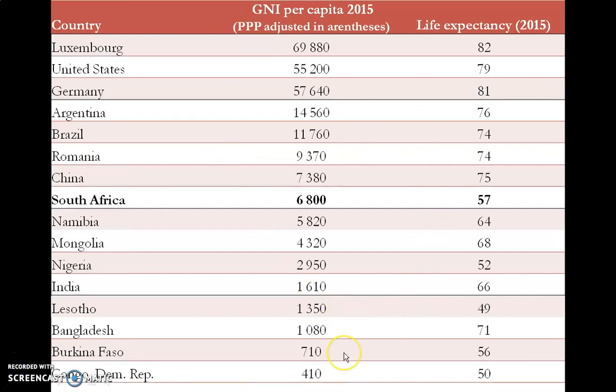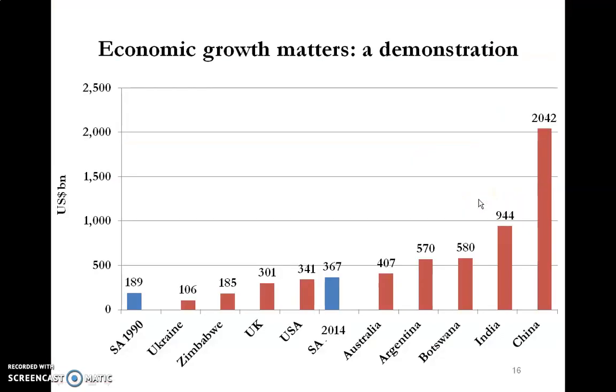So this is actually the slide I was referring to earlier, where you can see with South Africa, we've got higher middle income features when you look at your indicators like GNI per capita and other production indicators. But when you look at our social indicators like life expectancy, we've got more lower middle income. Okay, the next slide is just going to demonstrate that economic growth matters.